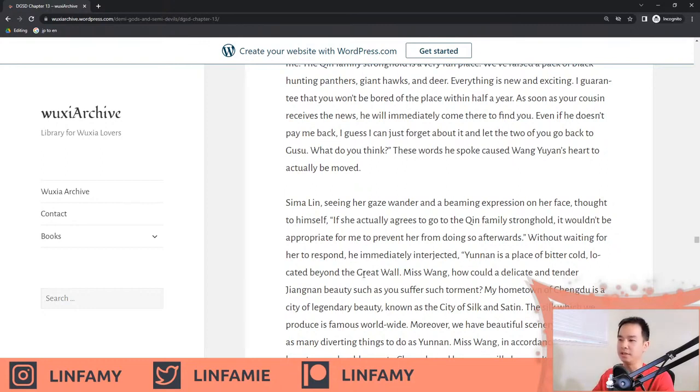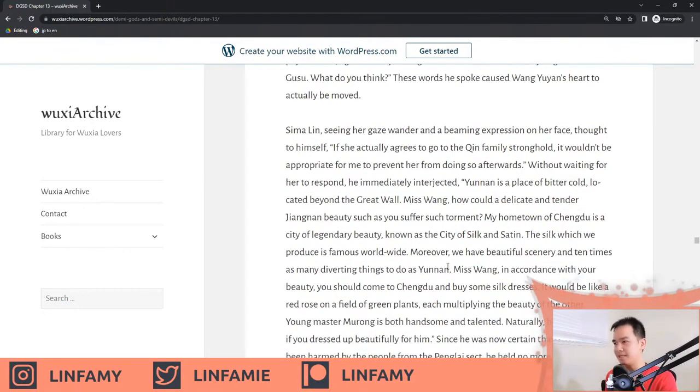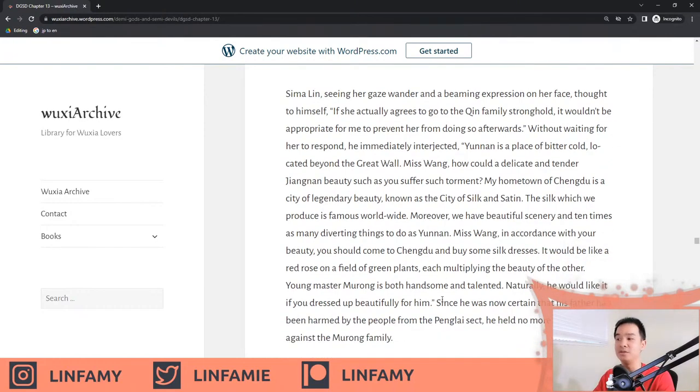Without waiting for her to respond, he immediately interjected, "Yunnan is a place of bitter cold, located beyond the Great Wall. Miss Wang, how could a delicate and tender Jiangnan beauty such as you suffer such torment? My hometown of Chengdu is a city of legendary beauty, known as the City of Silk and Satin. The silk which we produce is famous worldwide. Moreover, we have beautiful scenery and 10 times as many diverting things to do as Yunnan. Miss Wang, in accordance with your beauty, you should come to Chengdu and buy some silk dresses. It would be like a red rose on a field of green plants, each multiplying the beauty of the other.